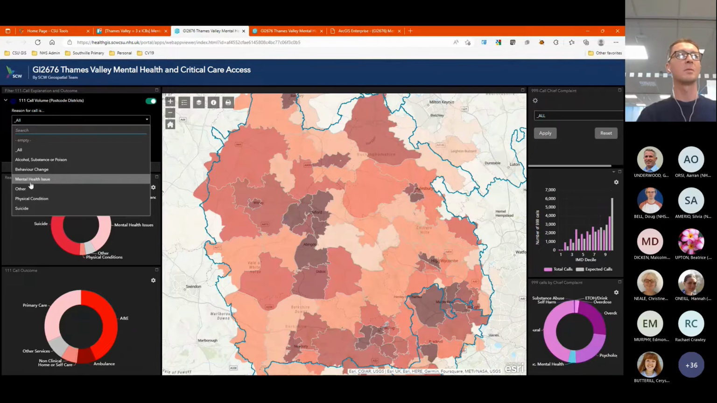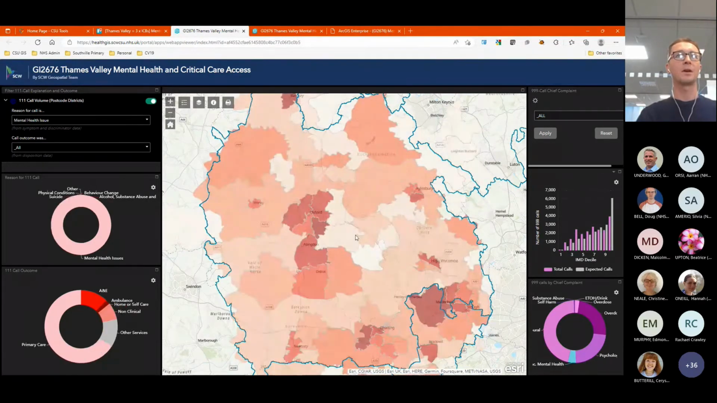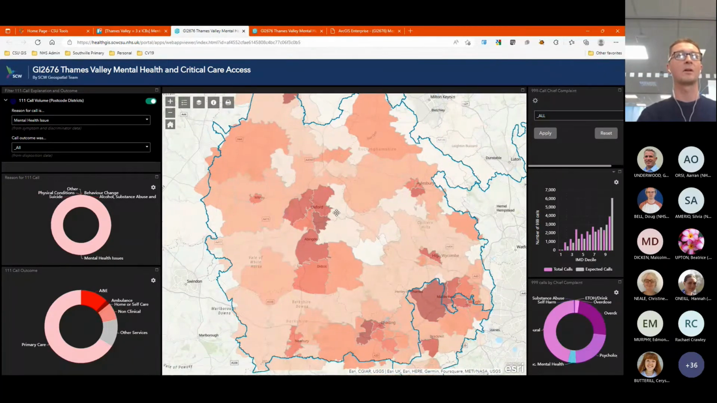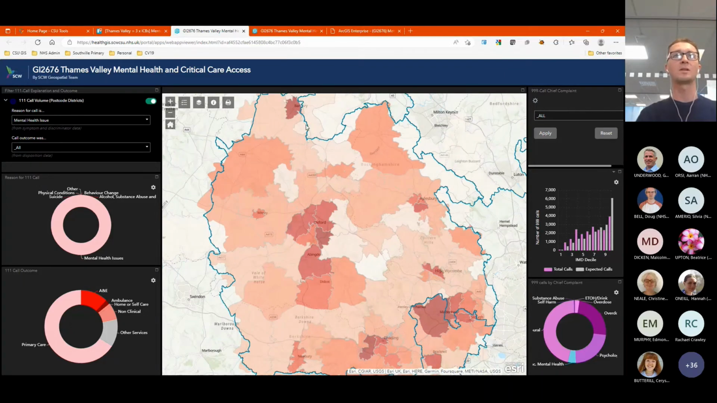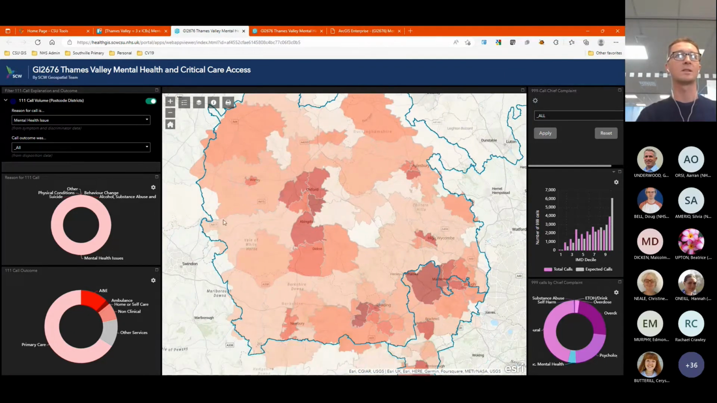So if we pick one of the more popular ones, like mental health issues, click on that, immediately the whole map redraws. So if there's only a subset of the data, mental health, rather than all of them, the map becomes a bit lighter, and it shows you the pattern of distribution of calls from mental health issues. So again, quite a lot in Oxford and Abingdon to the south, Reading, Maidenhead, but it shows you that the slightly different distribution for these.